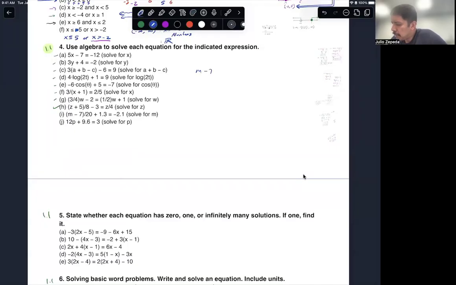m minus 7 divided by 20 plus 1.3 equals negative 2.1. Solve for m. Okay. Well, this is a funny problem here. There's decimals and there are fractions. So let's go ahead and try to get rid of the decimals first.